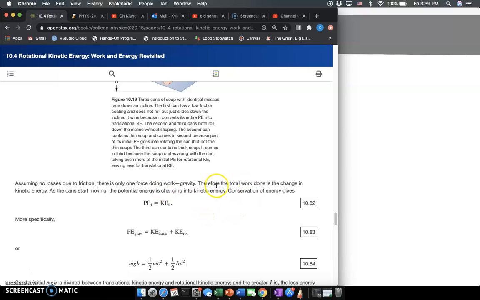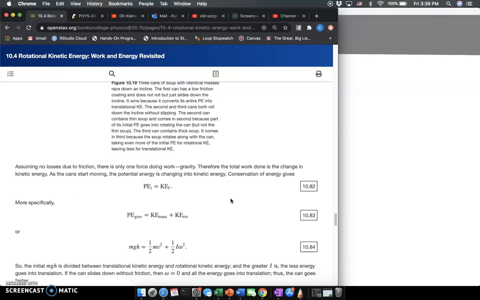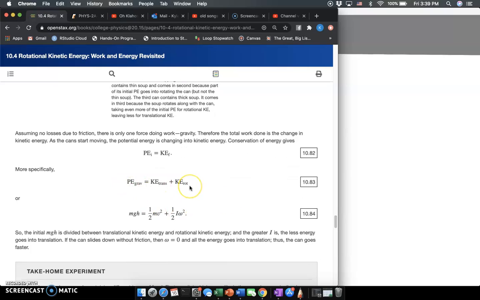Let's see. It also states that the total work done is the change in kinetic energy, and as the can starts moving, the potential energy is changing into kinetic energy, right? Or we can also state this as potential energy initially changing to our kinetic energy in the final position.